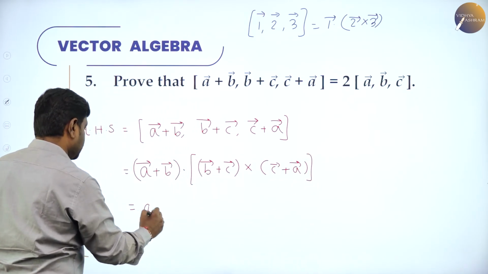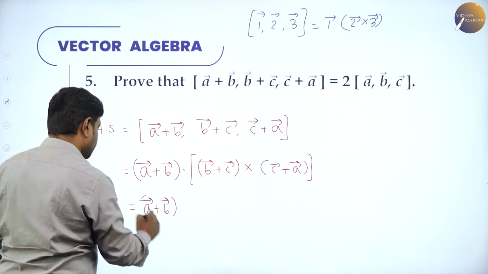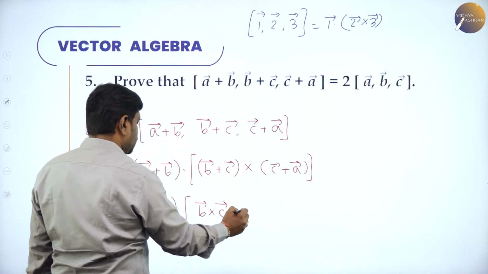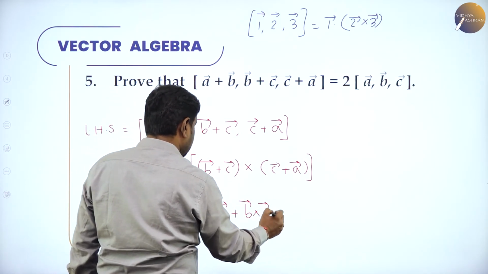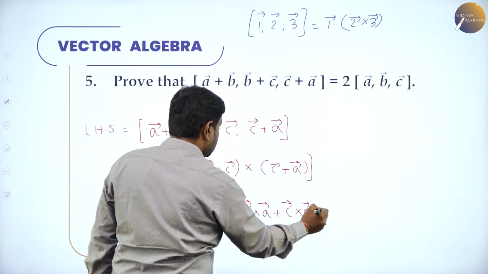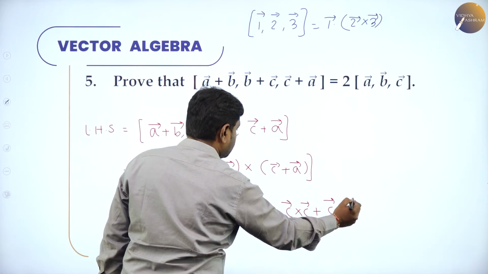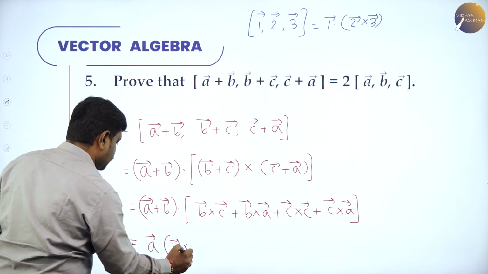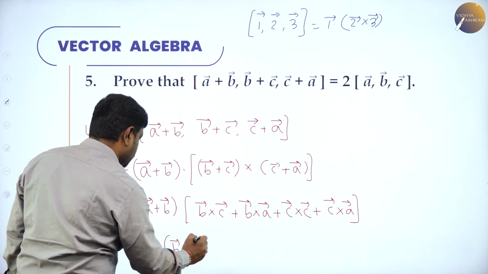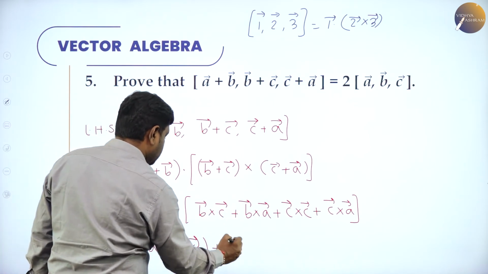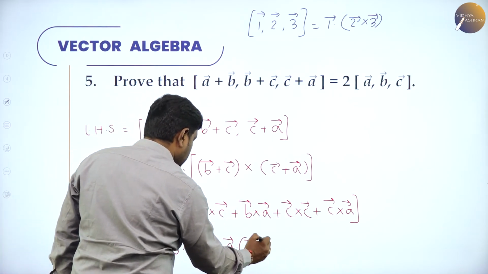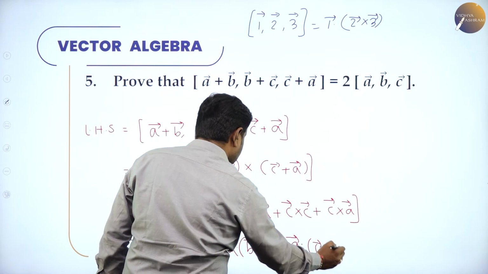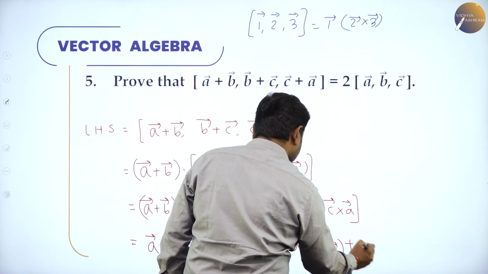Now simplify this. A plus B dot B cross C plus B cross A plus C cross C plus C cross A. Now further simplify this. A dot B cross C. So dot product to do for all, plus A dot next one, that is B cross A, plus A dot C cross C, plus A dot C cross A.